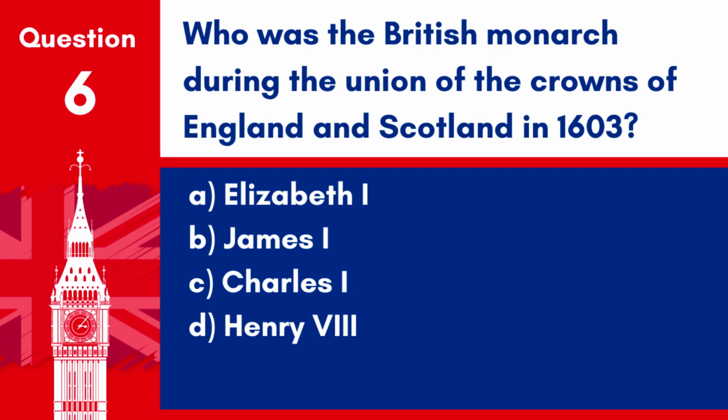Question 6. Who was the British monarch during the union of the crowns of England and Scotland in 1603? A. Elizabeth I. B. James I. C. Charles I. D. George VIII.